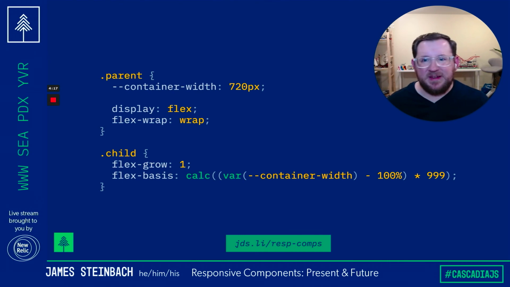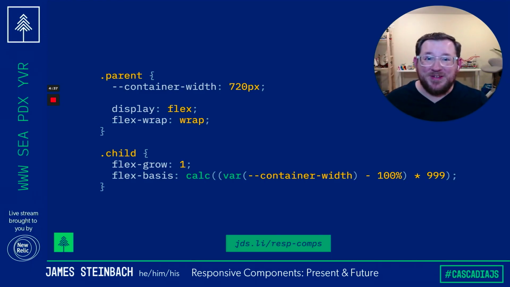The code has a container width at the top with a CSS variable, then same ideas as before, flex and flex wrap. And then the children are all set to flex grow as possible. But then the basis is a calc that takes 100% away from the container width, multiplies it by 999, and all of it is fun, complicated math.